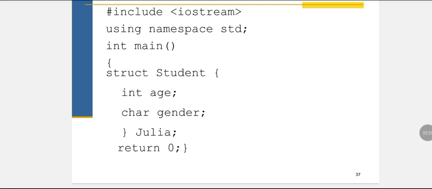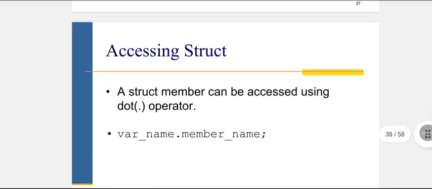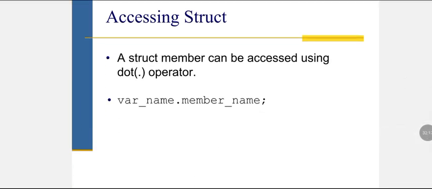Now we move on to accessing struct. A struct member can be accessed using the dot operator. So to access the struct member, you use the dot operator. For example, we have a variable name, then dot, then the member name, so that you can access the member. Now we have an example here.